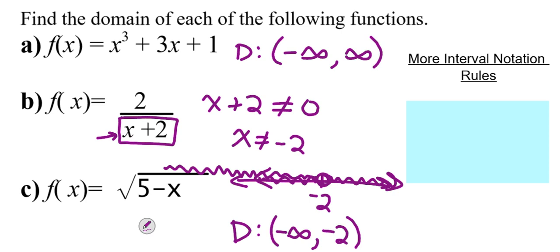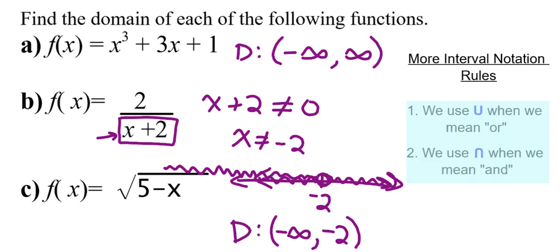All right, so let's stop for a second and look at more interval notation rules, because I'm about to use a U or an upside down U. We need to understand what those mean. Once again, math is a universal language, and that's why we have notation, because everyone in the world knows when doing math that a U represents or. So I don't have to write the word or in English and then have somebody across the world not understand what or is, right? And when you write an upside down U, we all know that means and.